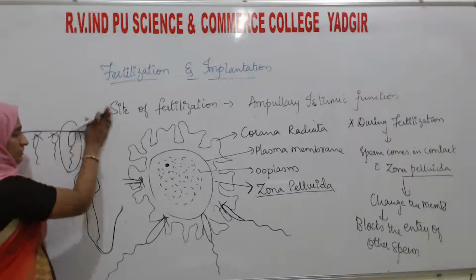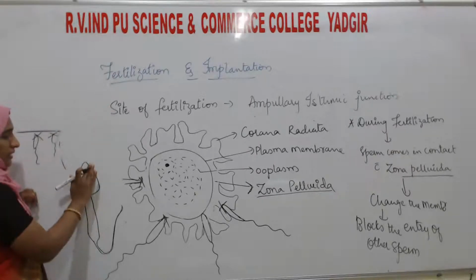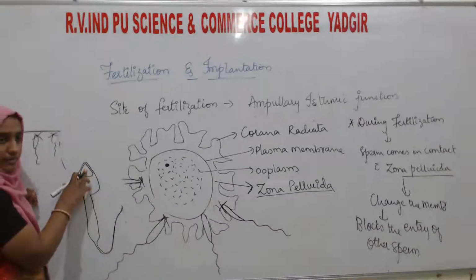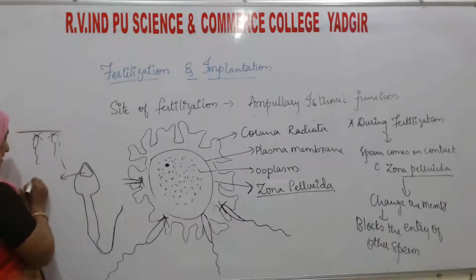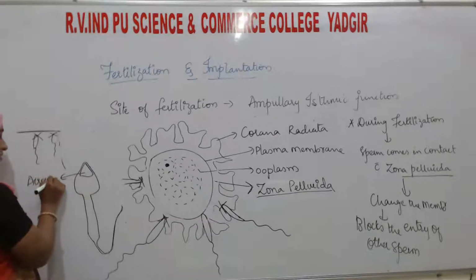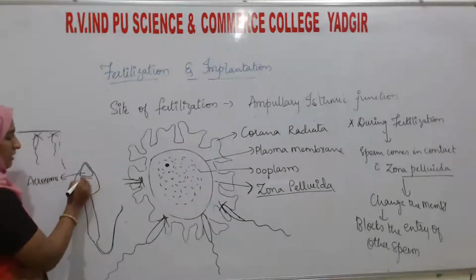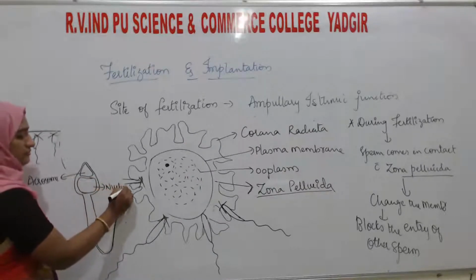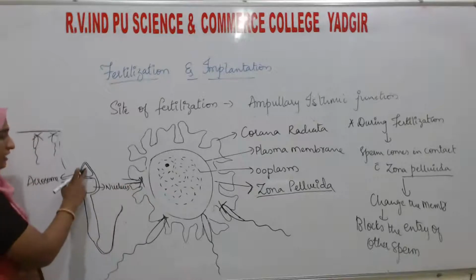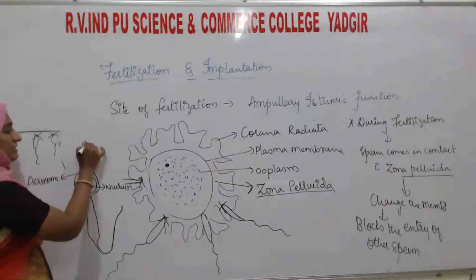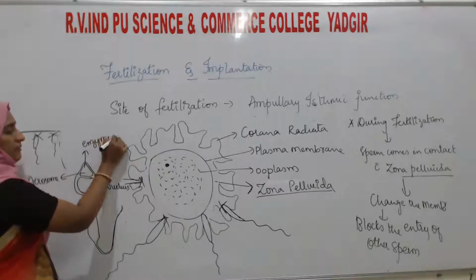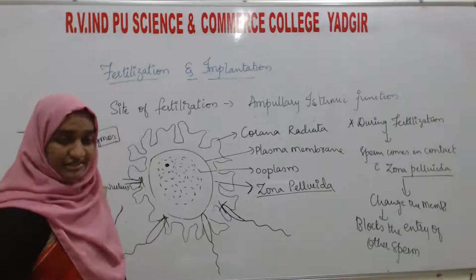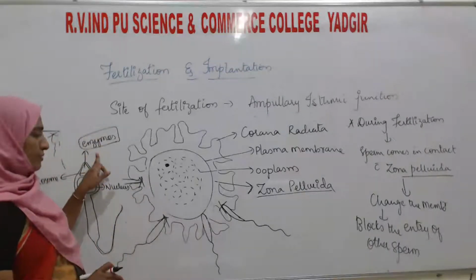In the head region there is a cap-like structure. This is known as the acrosome. And below this acrosome, what is present? The nucleus. This acrosome will have certain enzymes. What does it contain? It contains some enzymes which help.